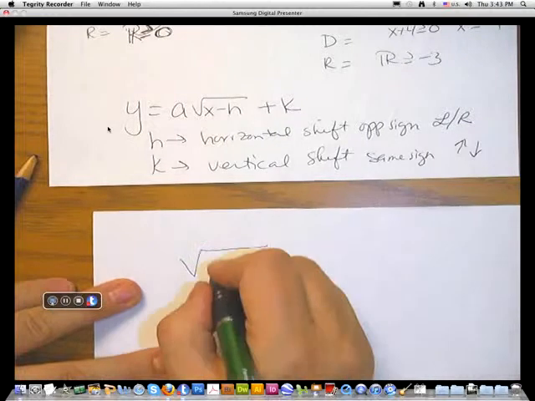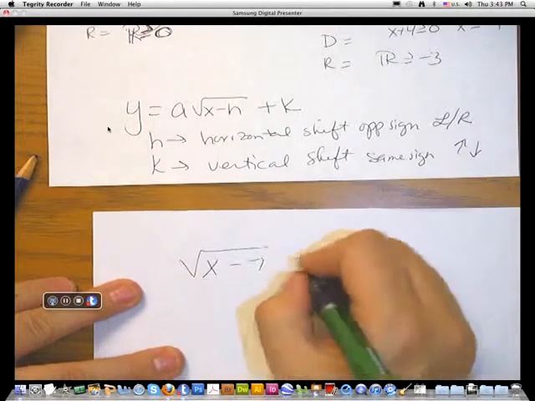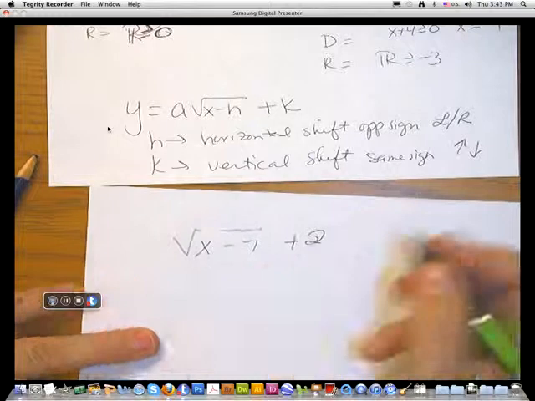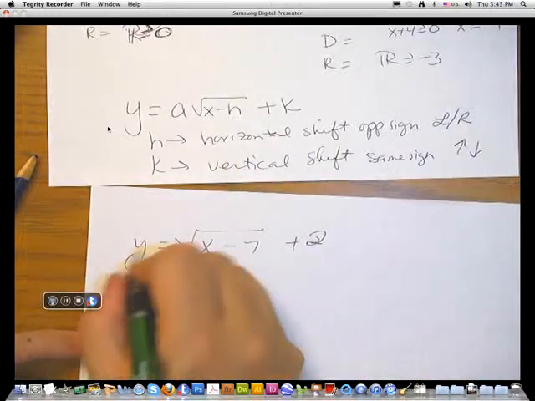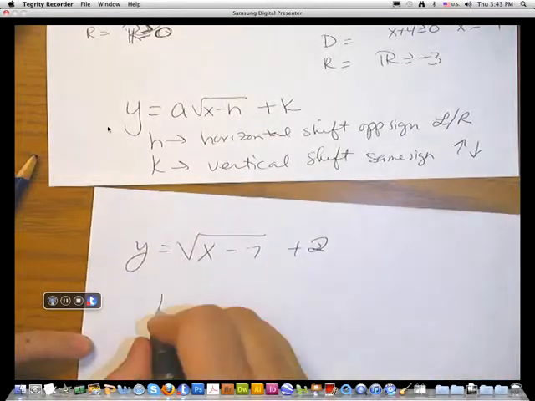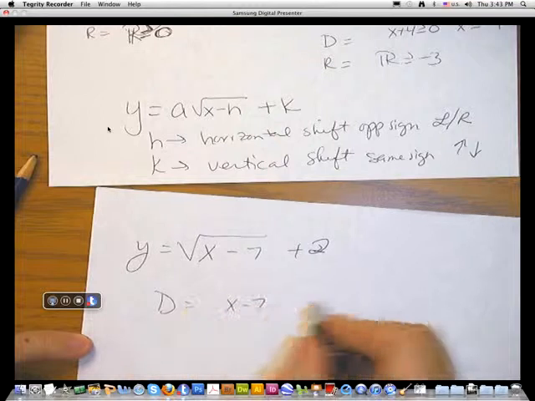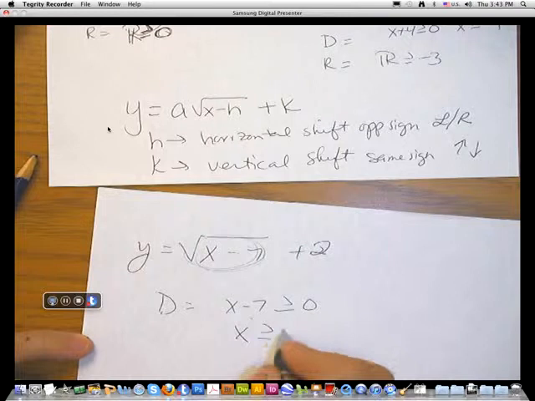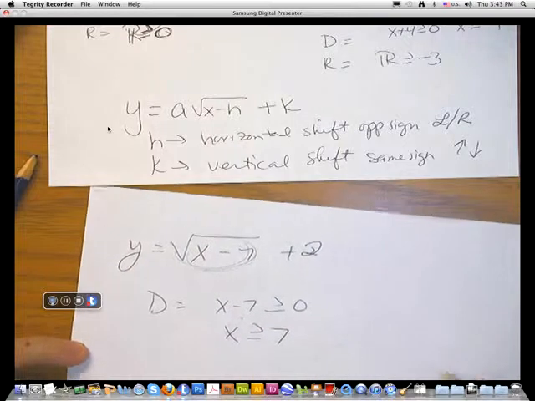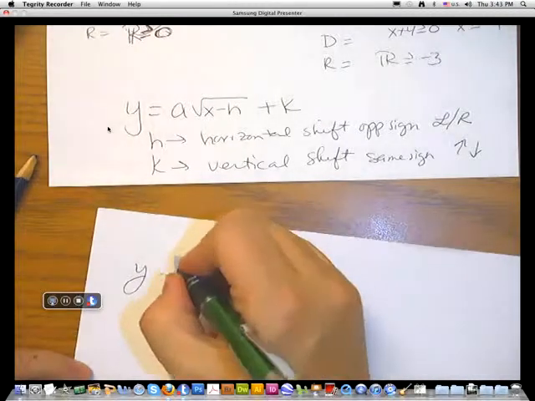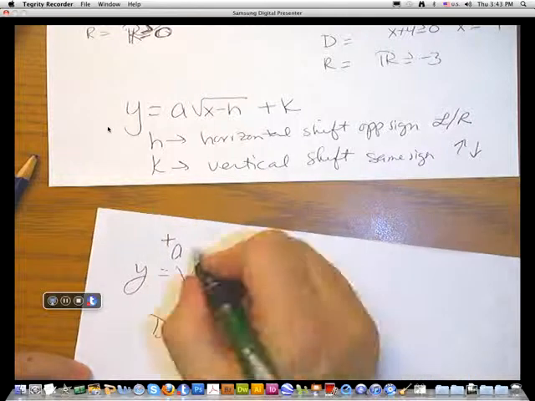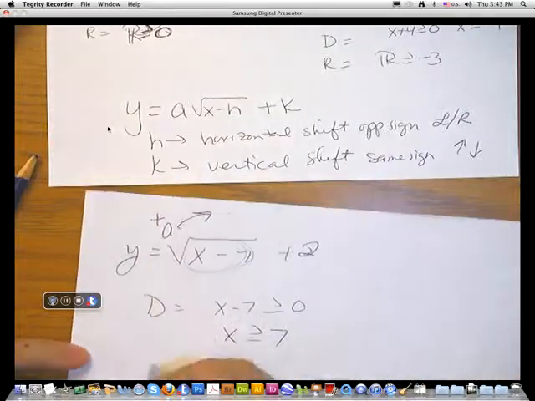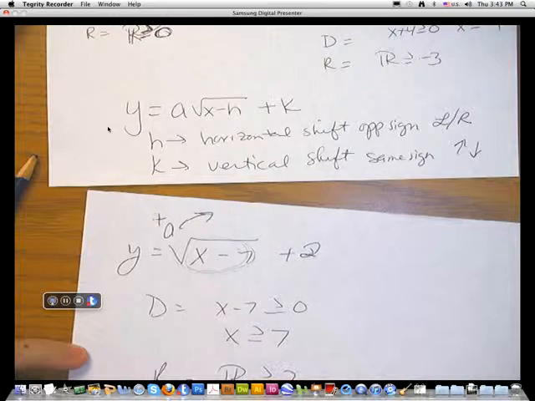So if I have, let's go, square root of x minus 7 plus 2. Even without a picture, my domain has to be everything greater than or equal, the inside greater than or equal to 0, so x is greater than or equal to 7. And my a is positive, so therefore it goes up. So my range is everything greater than or equal to 2.